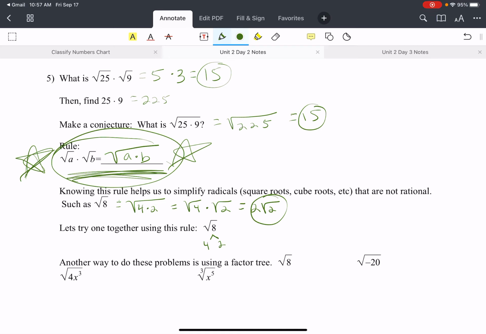What's another example of a prime number? 3, 7, 11, good, okay? Is 4 a prime number? Okay, so I know I'm good. I know I'm done with my factor tree when all I have left are prime numbers. So on this one, I know I can take the 4 and break it down into 2 and 2.